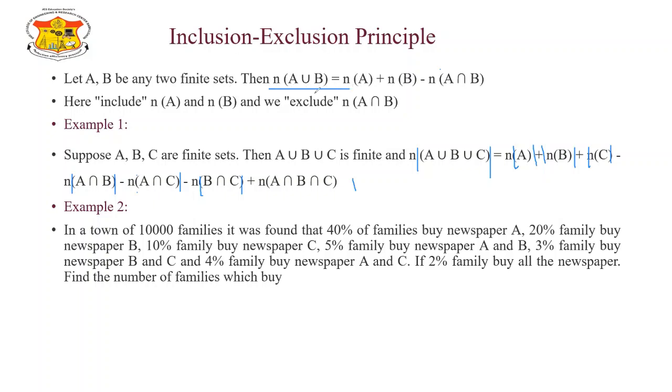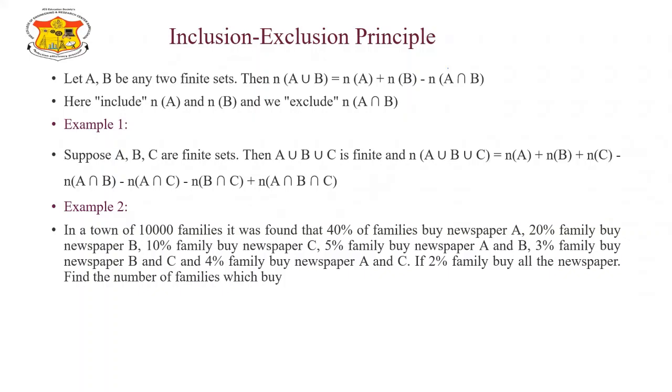If an example contains two sets, you can write: A union B is A plus B minus A intersection B. Same for three sets: A union B union C is equal to A plus B plus C minus A intersection B, minus A intersection C, minus B intersection C, plus A intersection B intersection C. So we'll see an example for this principle of inclusion-exclusion.